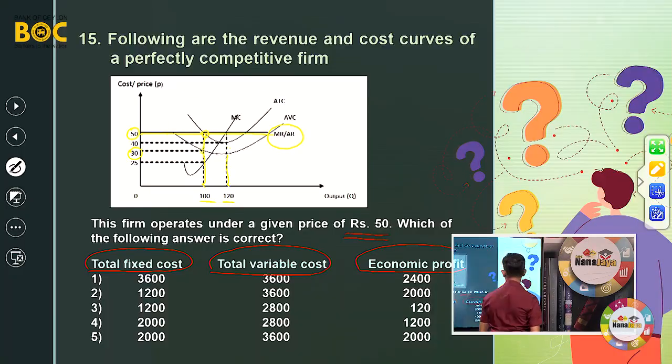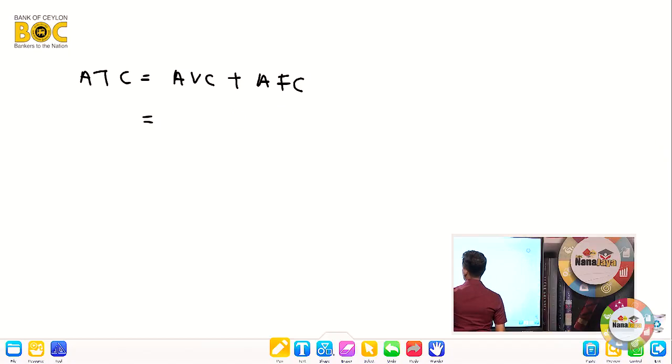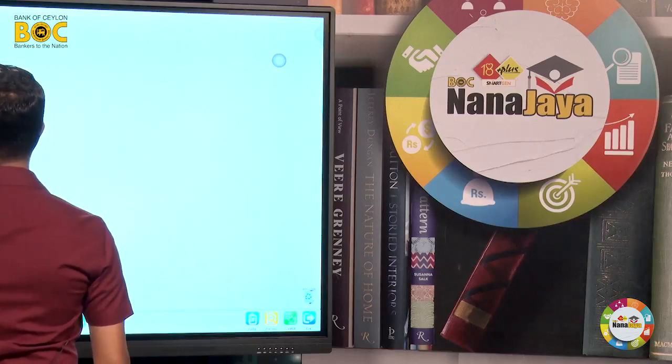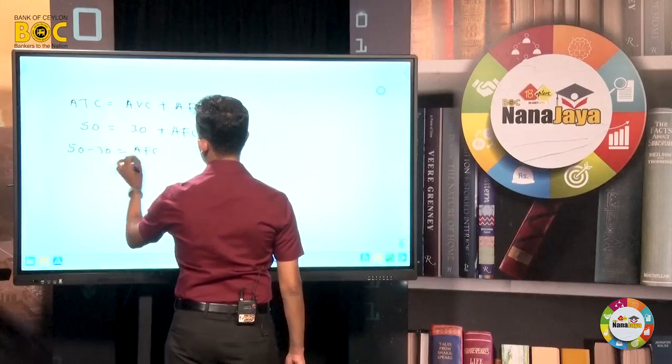again ATC is AVC plus AFC. At 100 units, AVC is 30, ATC is 50, right? ATC is 50, AVC is 30 and AFC is not known. So if you take 30 to the other side, what happens? That becomes minus. So average fixed cost at 100 units is 20.